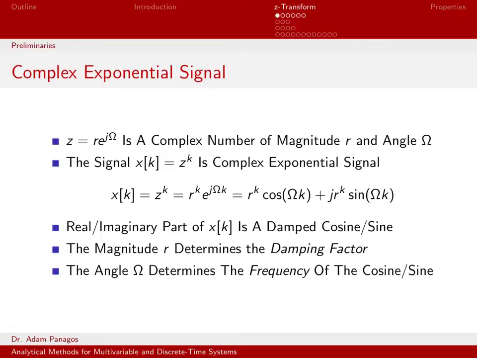So before we dive into the definition of the z-transform and do some examples, let's just back up a little bit and go over some preliminaries. First of all, what is z? Well, z is just a complex number. That's all it is. So z is a complex number.